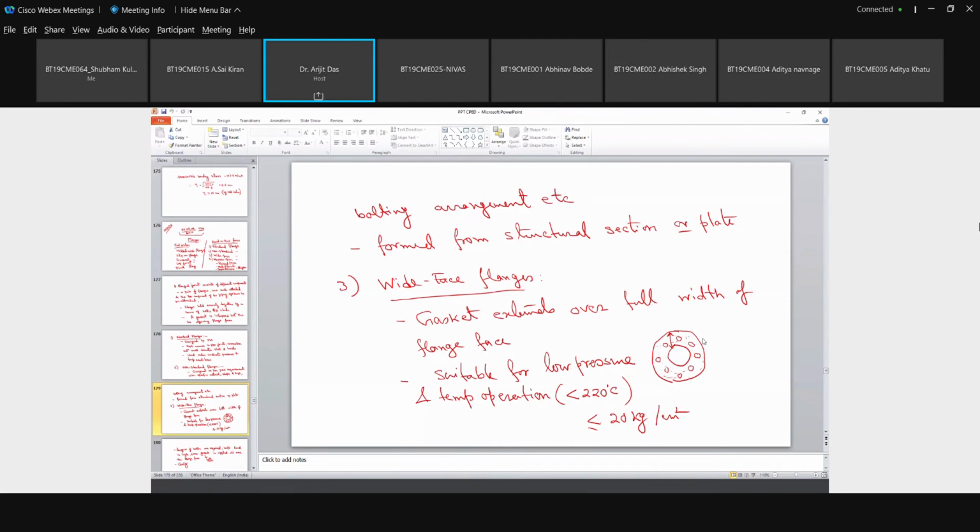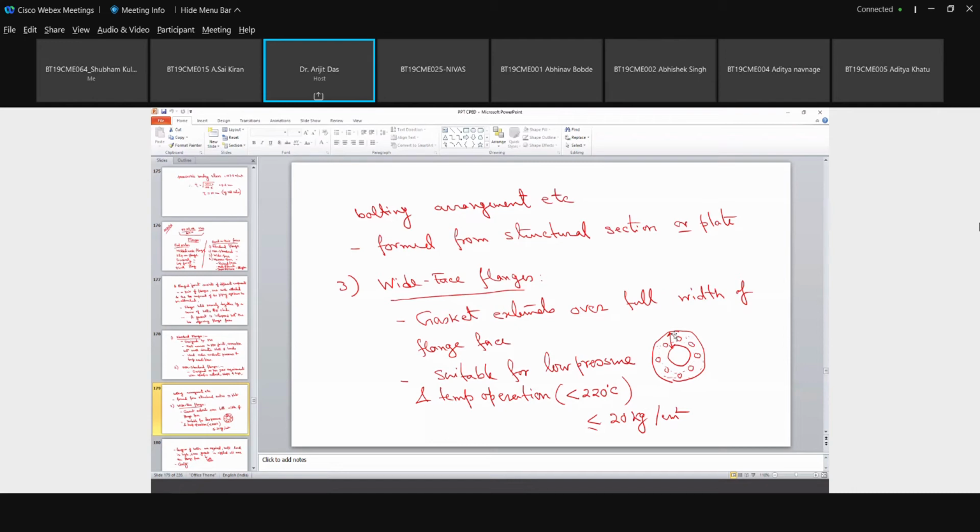So this is the flange. Flange is always used in a pair. Now we are showing one of them. So you see here, no surface is raised. All are at the same plane, and these are the bolt holes. And the gasket is placed over all the surface of the flange width. So it is known as the wide face flange.